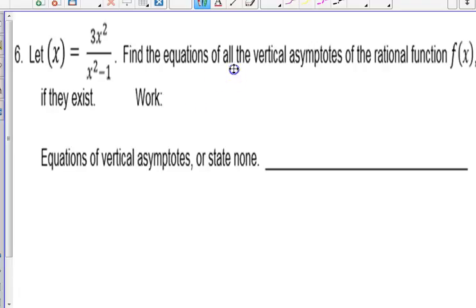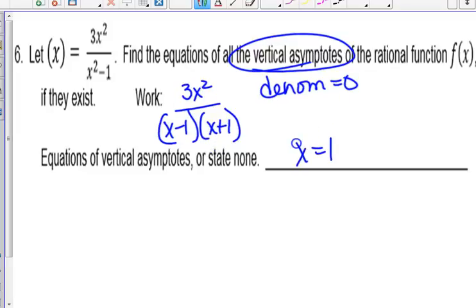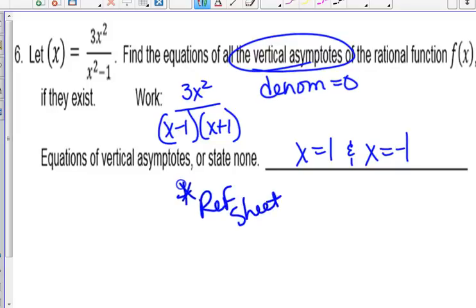Okay? To find vertical asymptotes, you set the denominator equal to 0. You should always factor these kind of questions anyway, because if it had a hole, it would not be a vertical asymptote. This has no common factor top and bottom. If you set the denominator equal to 0, you get x equals 1 and x equals -1, and those are the two vertical asymptotes. You will have the reference sheet.